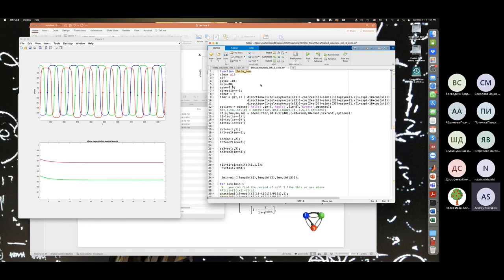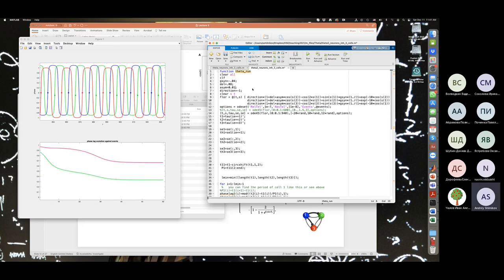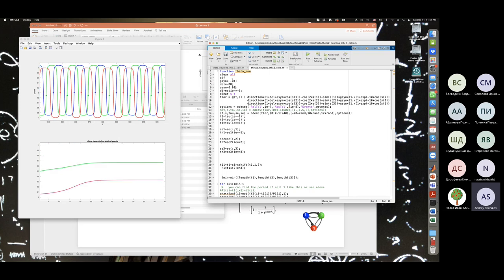Let me get rid of that. Do it again. No, I'm not going to change that. All right, let's try to increase the coupling strength a bit.